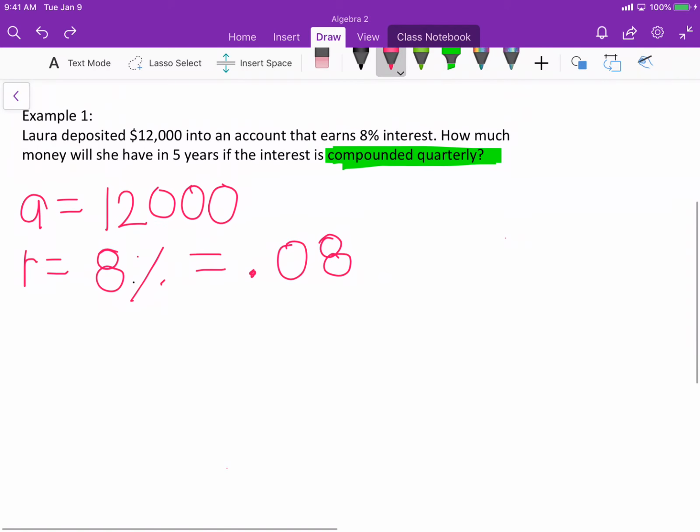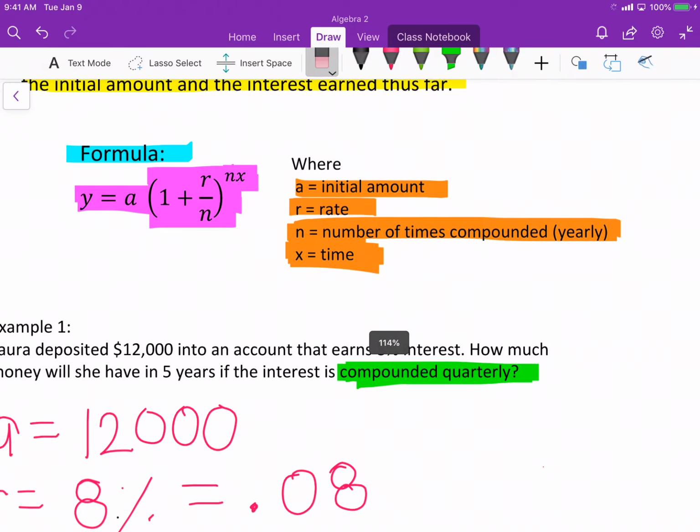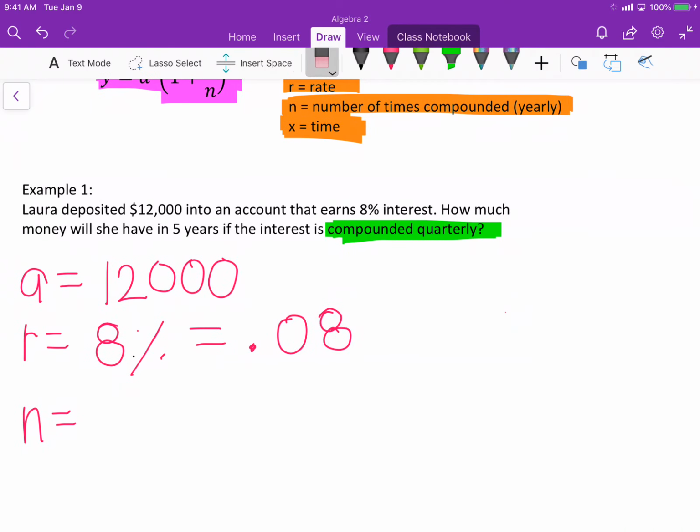Let's move on to the next variable, N. So N represents, if we look up here at the top, the number of times compounded annually. It tells us that in example 1, this interest is compounded quarterly. So quarterly, what does that mean in regards to the number of times per year? Think about it. Quarter. There's the root word in there. Quarter means 4. So this interest is going to be compounded 4 times per year. So that means that my N value is 4.